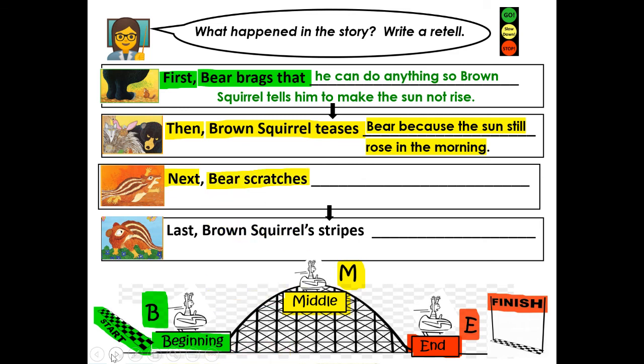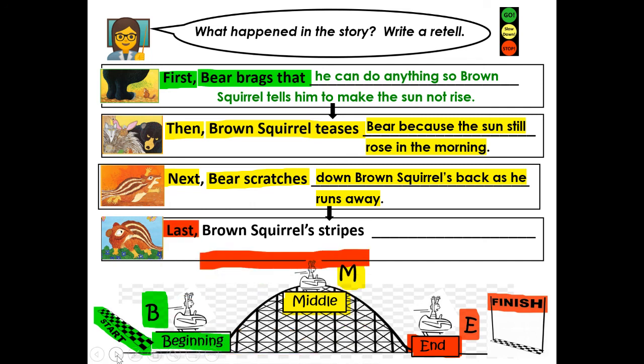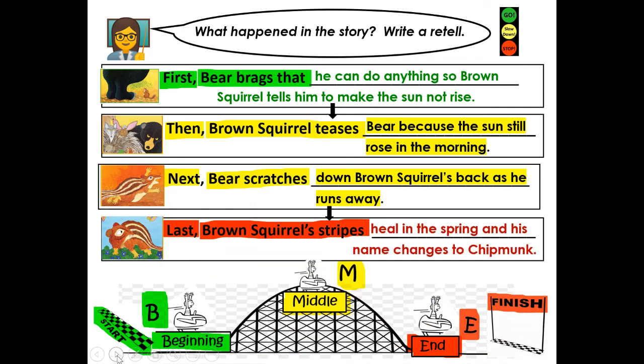Next, Bear scratches down Brown Squirrel's back as he runs away. And finally, last, Brown Squirrel's stripes heal in the spring and his name changes to Chipmunk.